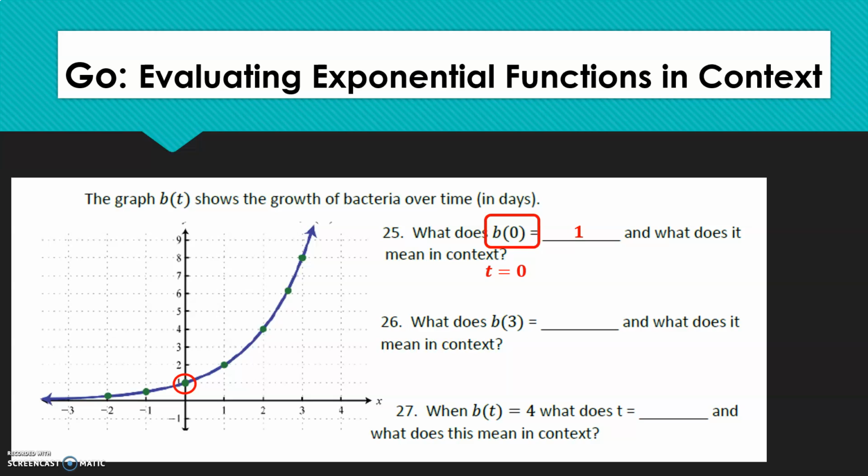Let's take a look at question 27. This says when B of t equals 4. That means when y equals 4, what does t equal? So we'll find that in the graph. And we see that t, the time, is equal to 2, which means at 2 seconds, there were 4 bacteria.